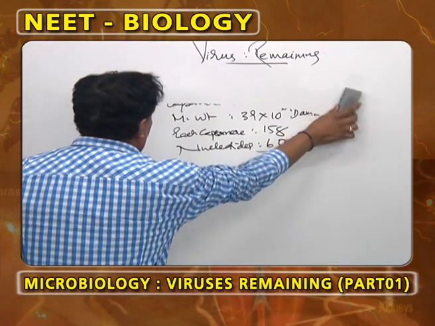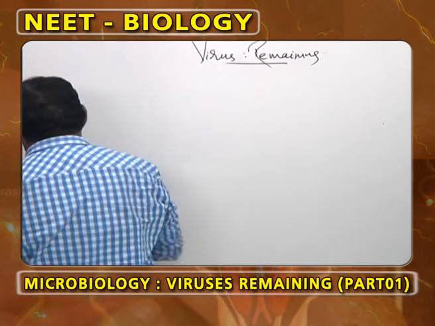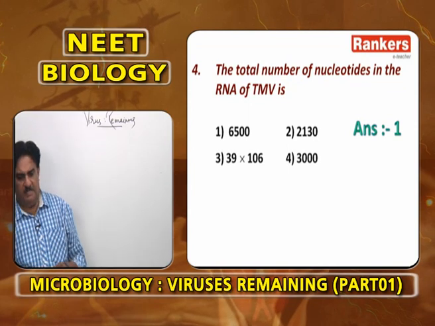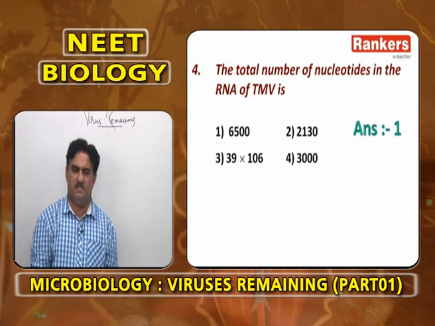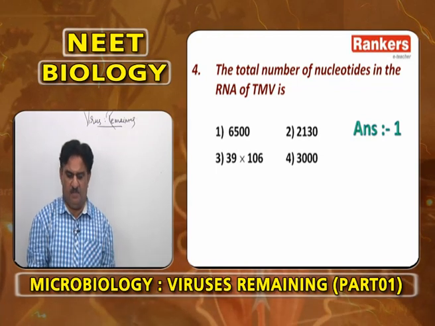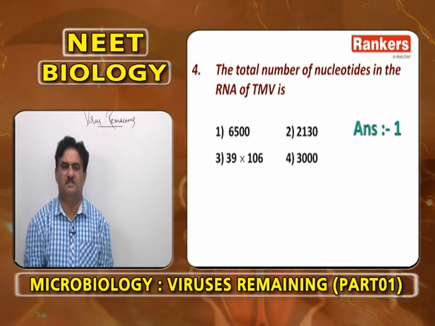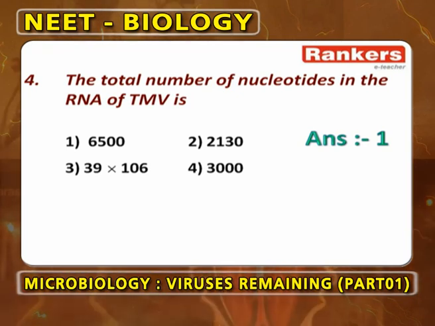Above all, the number of nucleotides in the RNA of TMV is not 6000, not 2130, that is the capsomere number. 39 into 10 power 6 Daltons is the molecular weight, 3000 is not there. So, the answer is 6500. The total number of nucleotides in the RNA of tobacco mosaic virus is 6500 nucleotides. This is the first option.